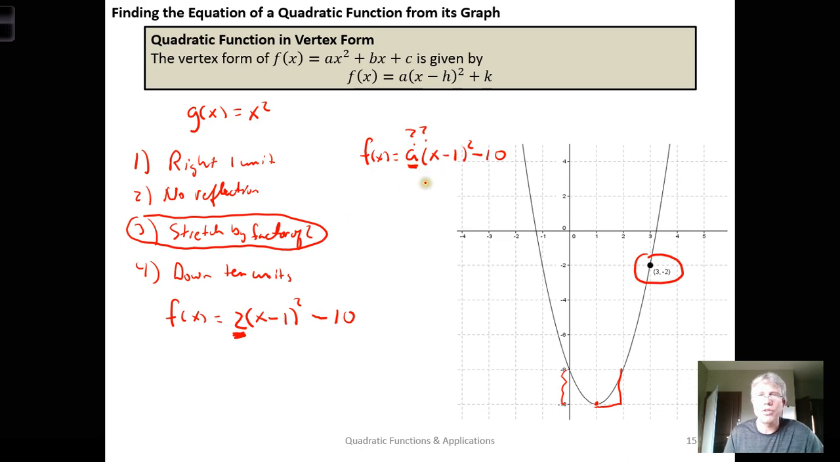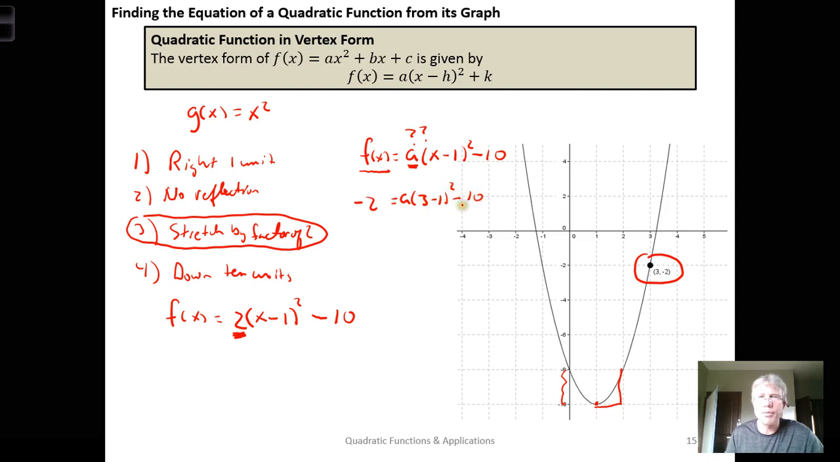We say, hey, I don't know what the stretch is, or I'm not quite sure I trust myself to just eyeball the graph and get the stretch. And then you grab the point and you put that information in. This says if the input's 3, the output's negative 2. So replace the output with negative 2. Replace the input with the 3.